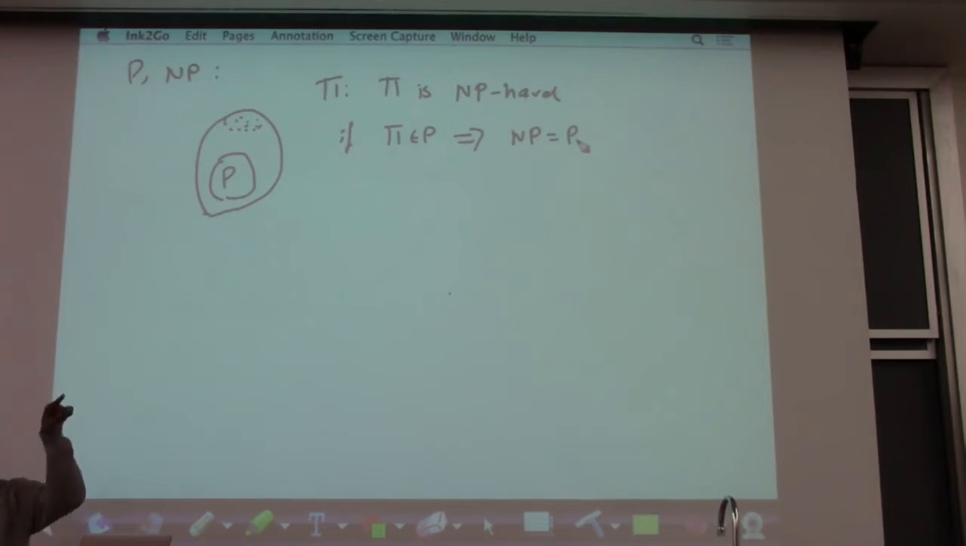Once you have the notion of NP hardness, you have a notion of completeness. These names are kind of annoying, but we have to remember them.